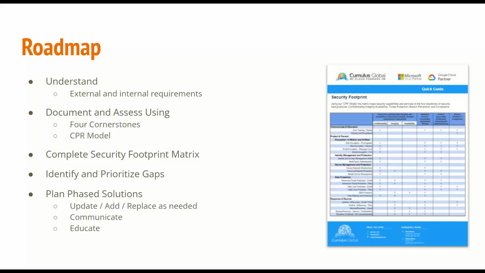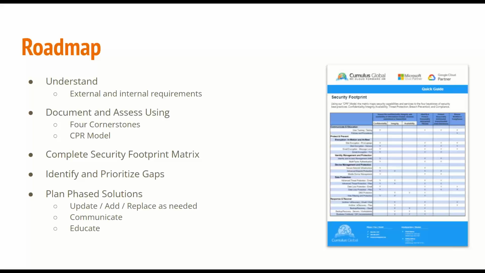If you're saying, man, where do I start? Start with understanding, right? Understand your external requirements, whether it's legal, regulatory, or industry, and your internal requirements from a business policy and practice standpoint. Document and assess those using our 4 cornerstones and our CPR model, right? And really that comes down to completing what we call a security footprint matrix.